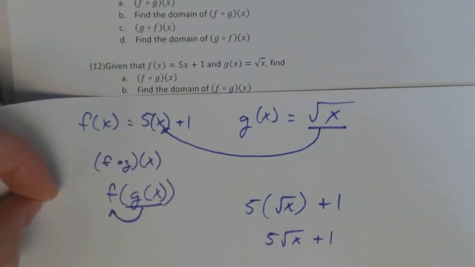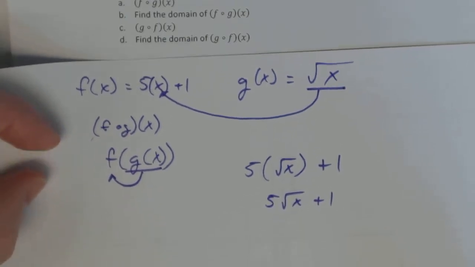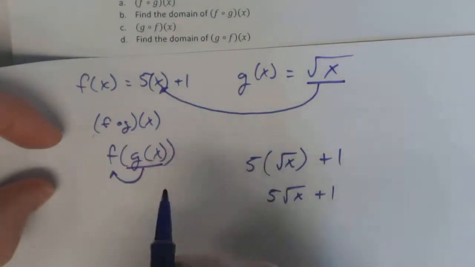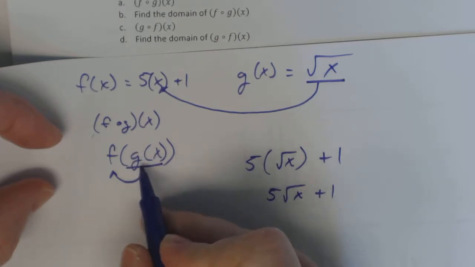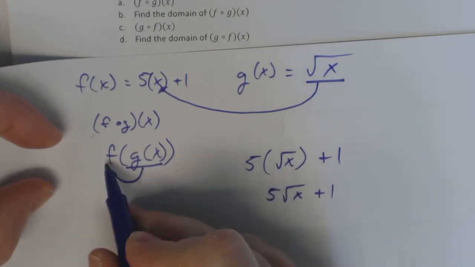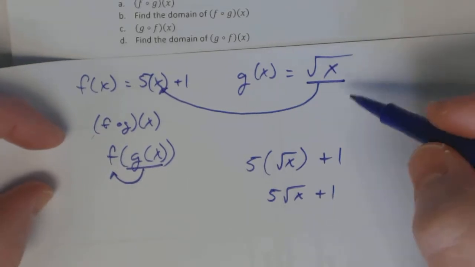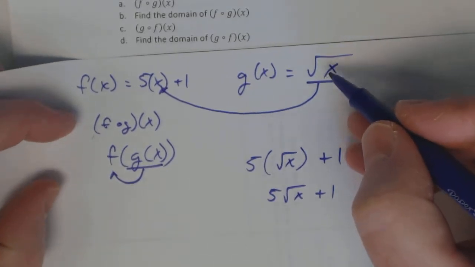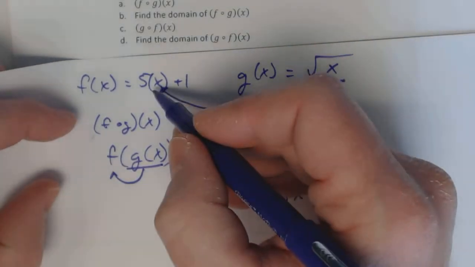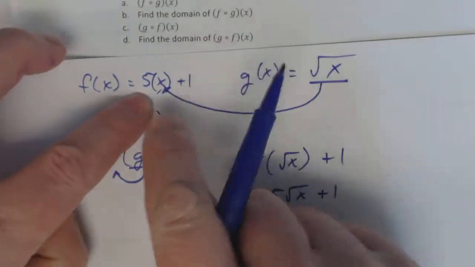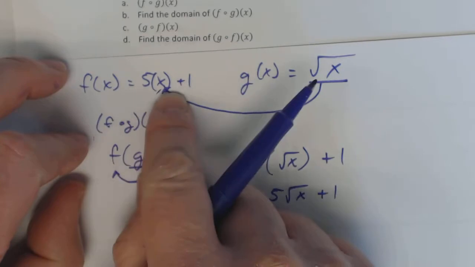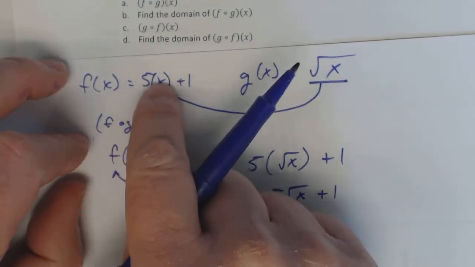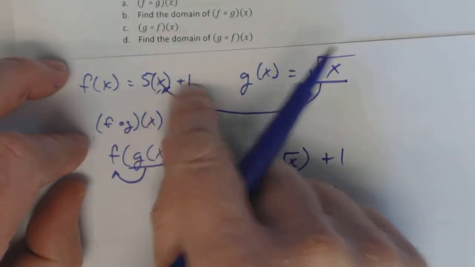Alright, what's the domain? So, what happens here? Your x values go into g first, and then the outputs of g go into f. So the values are going to go into function g first, then they're going to go into function f. Well, the good thing about function f is that the domain of function f is all real numbers. So it can handle any value that g of x can give it.